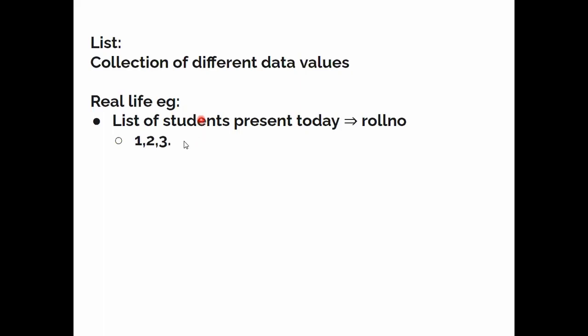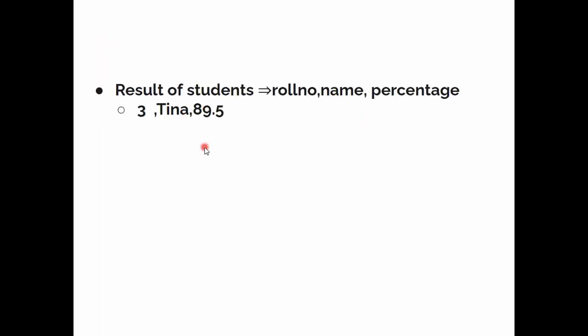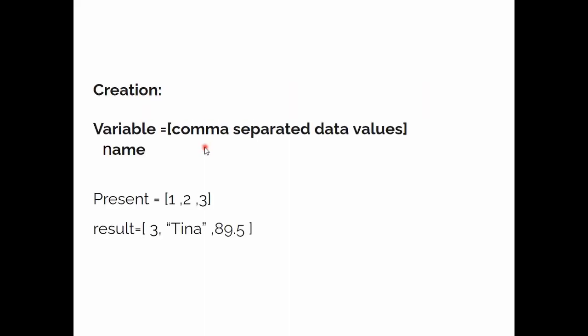In the previous example, it was a list of only integer numbers. So what are the possibilities? The list can contain any data values. It can be the same data values or it can be the combination of all the data values that are present in Python. So here we have discussed two different real life examples.